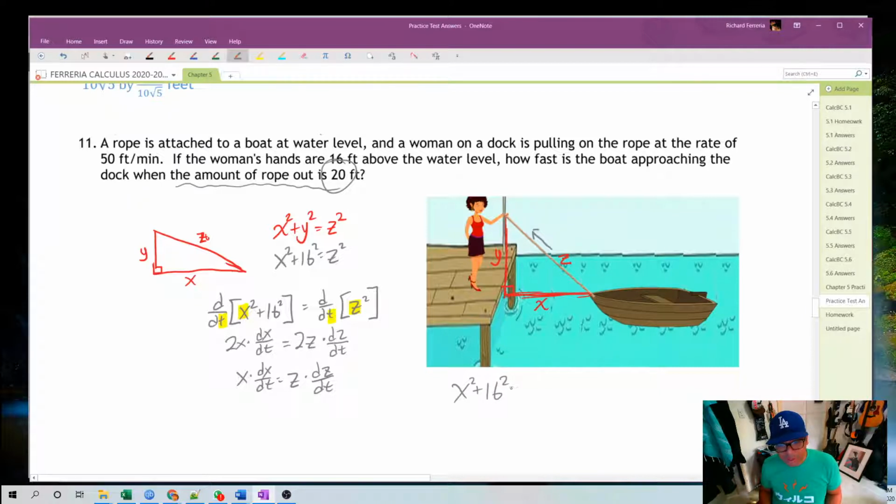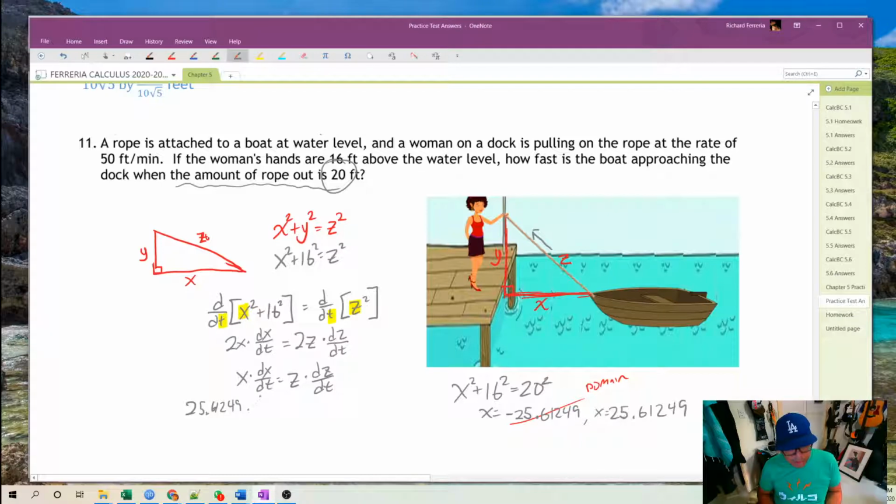So we got x squared plus 16 squared is equal to 20 squared. That's the way things currently look. And if you solve that, you get x equal to positive and negative 25.61249. Of course, this negative root is not in the domain, so the only one we're going to worry about is 25.61249. Now we can substitute all of that in there. We get 25.61249 multiplied by dx/dt. That's equal to 20 multiplied by, and remember, dz/dt is a negative rate.